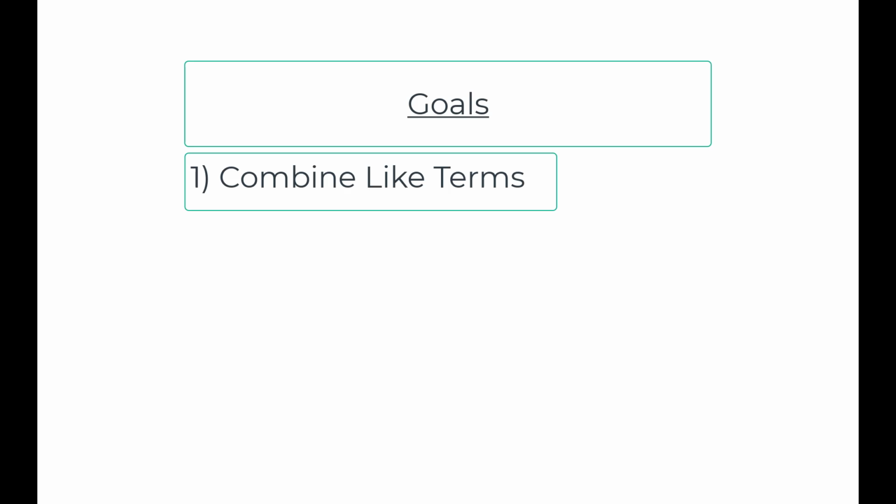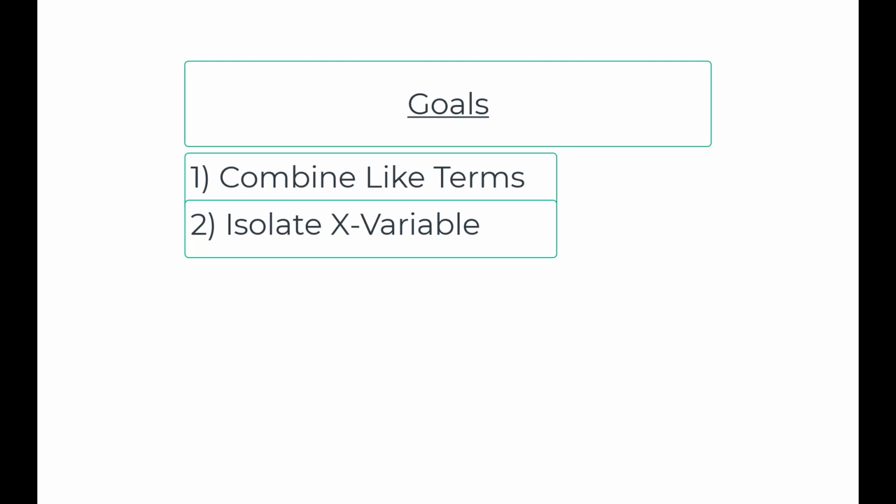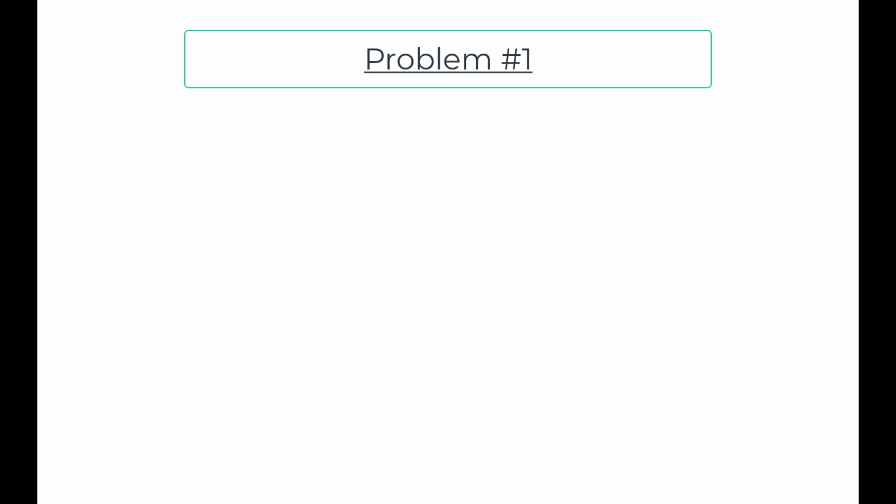Before we begin, let's point out our two goals for solving these types of linear equations. The first is to combine like terms, and the second is to isolate our x variable, like we do when we're solving linear equations with just one variable. Let's look at our first problem.